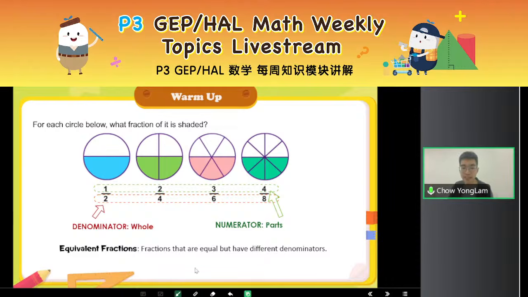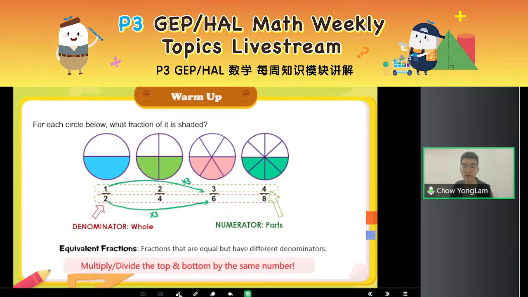So what is the relationship between them? For example, from 1/2, how can I go to 3/6? Then you realize I am basically cutting each part into 3 smaller parts. So I'm multiplying by 3. And the top part, also I'm multiplying by 3. So you realize that to get equivalent fractions, all you need to do is to multiply or divide the top and the bottom by the same number.